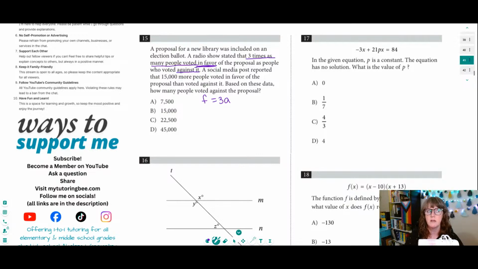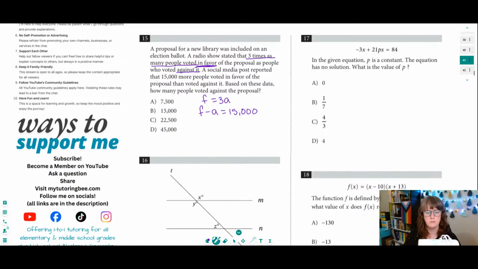So we're comparing the in favor to against. What we're doing is the in favor people minus the against people equals 15,000. We could have also written it as F equals 15,000 plus A. That would have been another way that we could have written that equation.